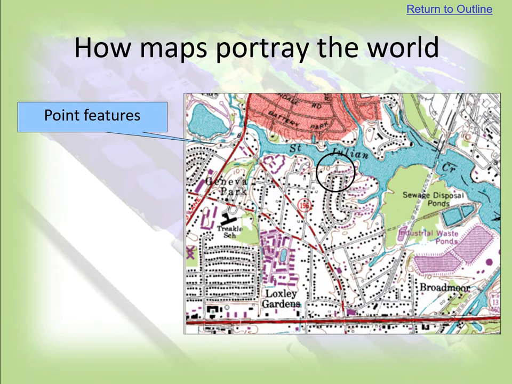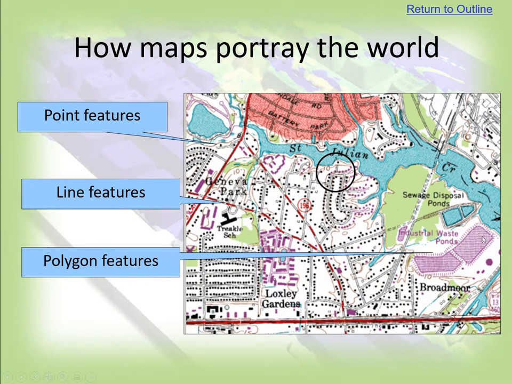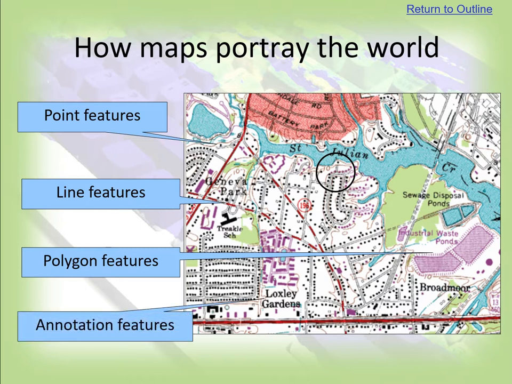Now we can really start breaking it down into categories of what these symbols are trying to show us. The first one we have is the point features, which you can see here. Then we have line features, which is our roads. And then we have polygon features, like these waste ponds, for example. These three major categories are what maps use as symbols in order to portray what is going on in our world. We also use annotations, which is our labels, that allow us to provide more information to the reader so that they have a better understanding and a little bit more of a grasp on what we're trying to show in that map.